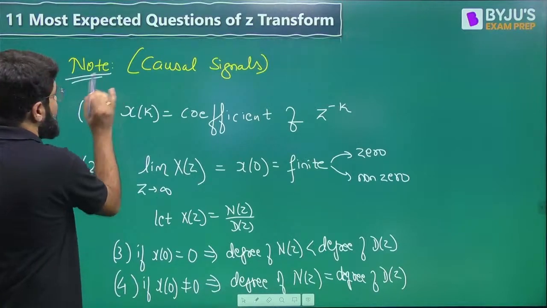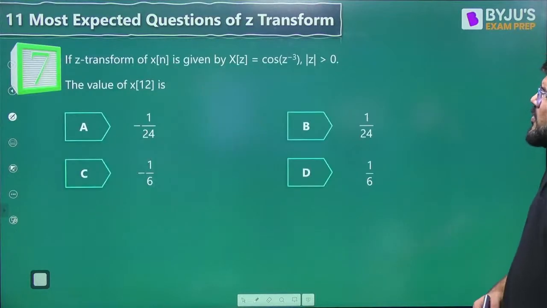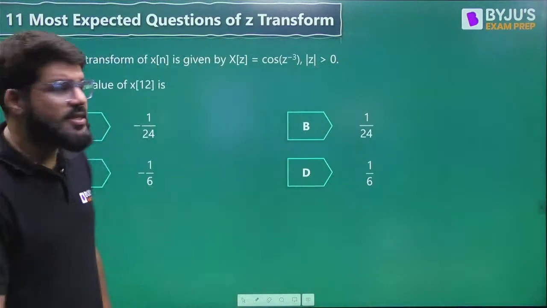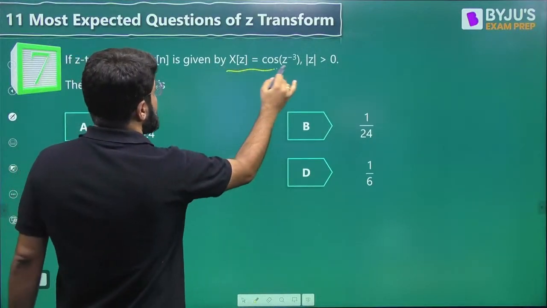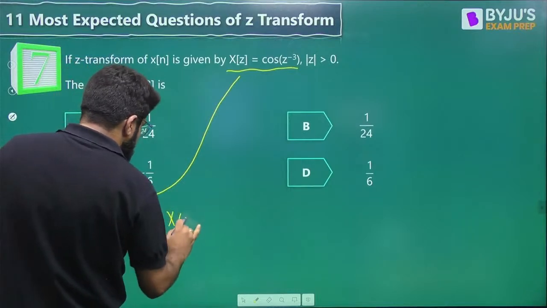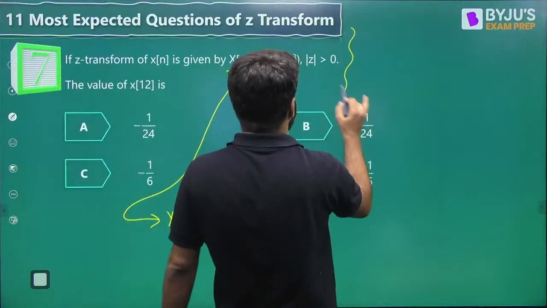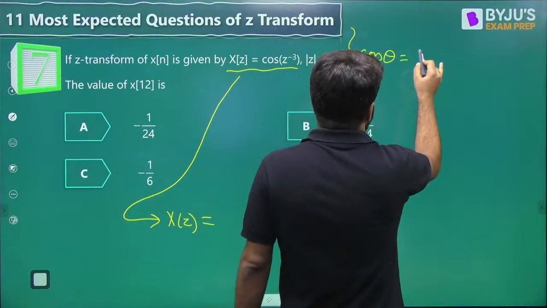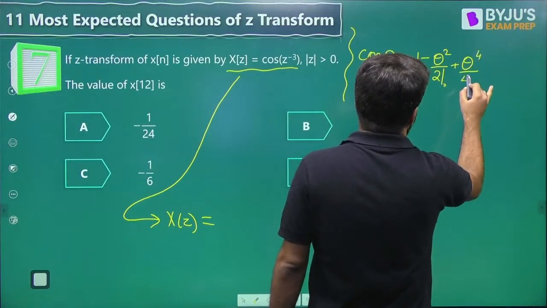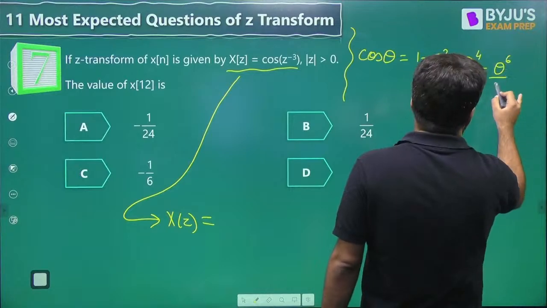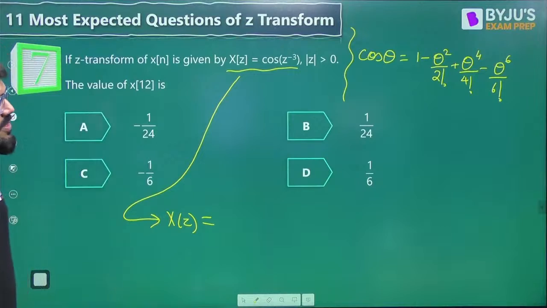Some important points for good questions, they will help you. So if I go back to the question, let us complete this question. That is question number 7 here. If I give you this question, x(z) is cos of z power minus 3. Can I expand the cosine by the Taylor series? What is the Taylor series for cos theta? It is given by 1 minus theta square by 2 factorial plus theta power 4 by 4 factorial minus theta power 6 upon 6 factorial. Only even powers, and that too with alternate signs.